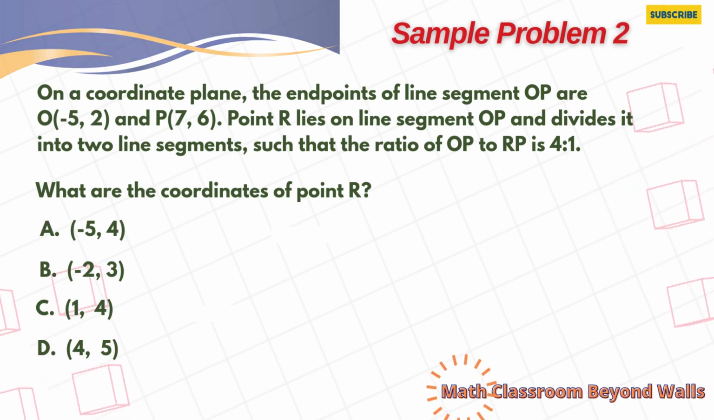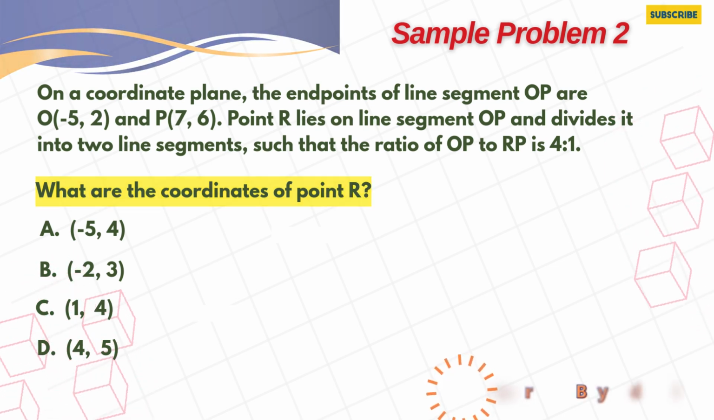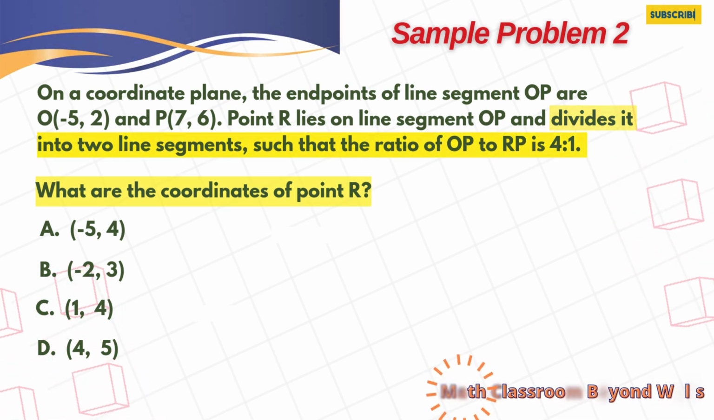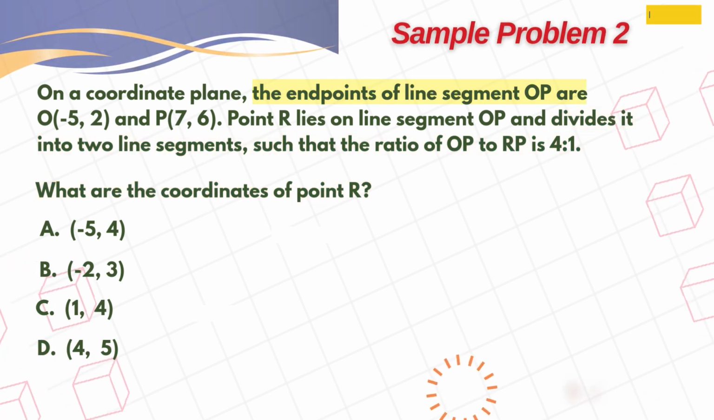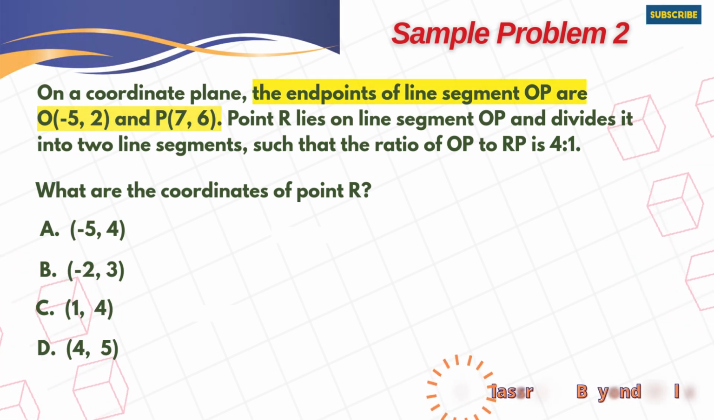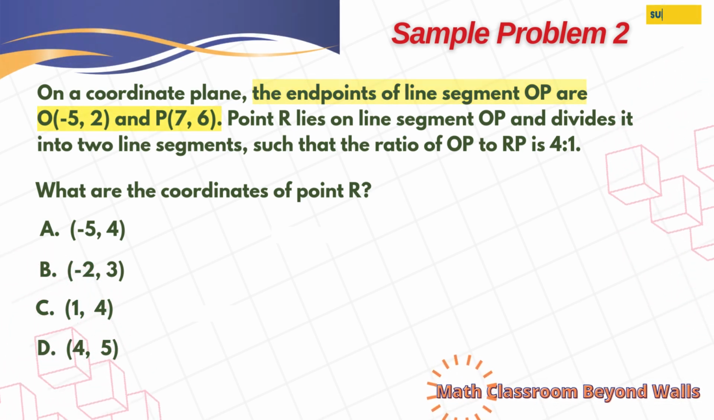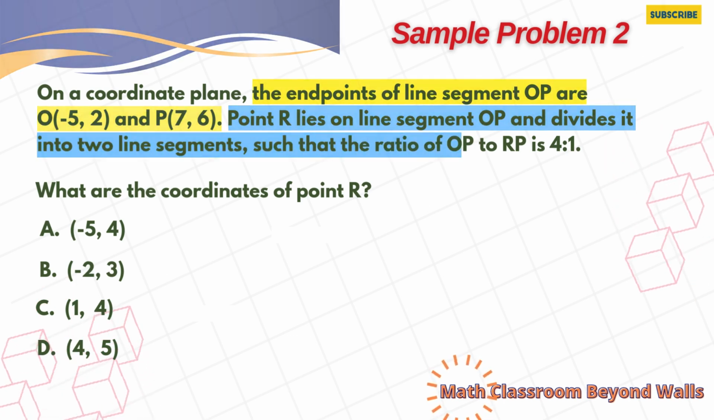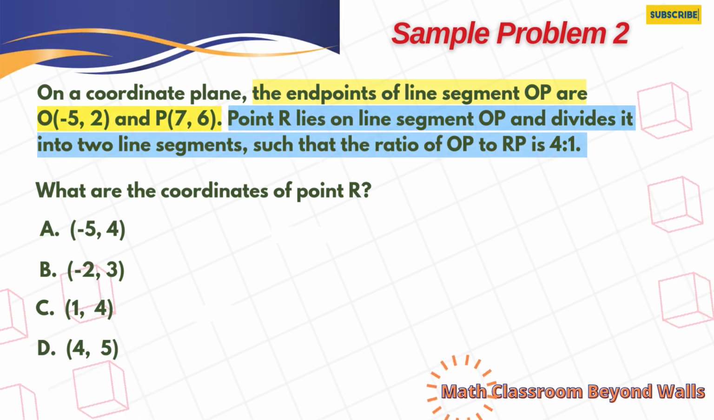What are asked in the problem, learners? We're asked to find the coordinates of point R that would divide OP into two segments such that the ratio of OP to RP is 4:1. What are given? We're given the endpoints of the directed line segment OP, which are O(-5, 2) and P(7, 6). The problem also states that point R lies on line segment OP and divides it into two line segments such that the ratio of OP to RP is 4:1.